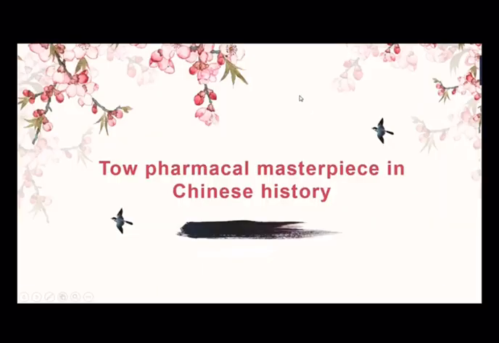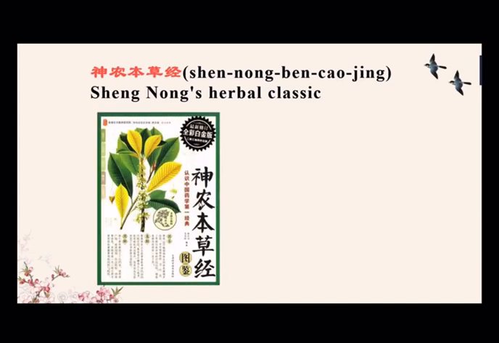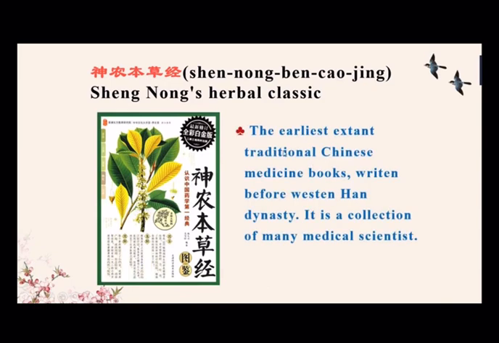Two pharmaceutical masterpieces in Chinese history. You come to China to study medicine, so I will mention two pharmaceutical masterpieces in Chinese history. One is Shen Nong Ben Cao Jing in Chinese, Shen Nong's Herbal Classic in English. It's not the real name of Shen Nong, it's a collection. It's the earliest extant traditional Chinese medicine book, written before the Han Dynasty. It is a collection by medical scientists.